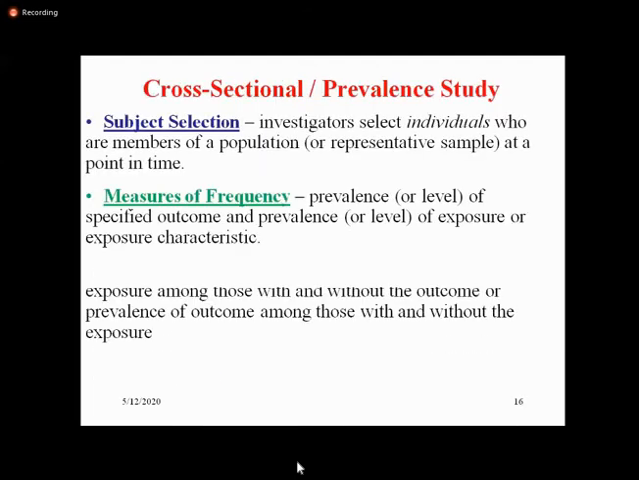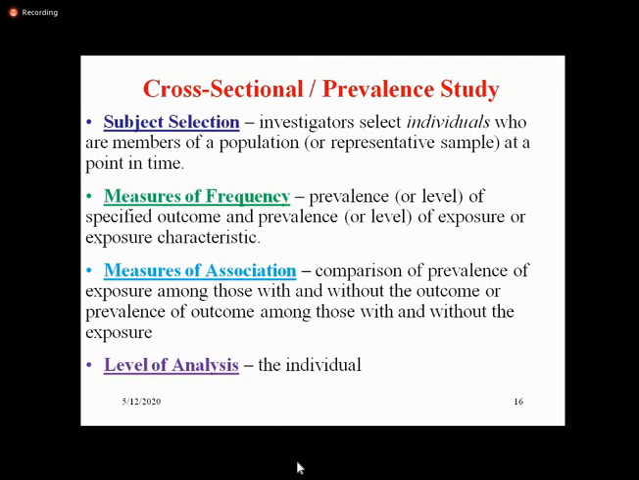So let's go through the subject selection. The investigators select individuals who are members of the population, then measure the frequency, the prevalence of the specified outcome, and the prevalence of the exposure or exposure characteristics. Then comes the measure of association, or comparison of the prevalence of the exposure among those with and without the outcome. The level of analysis is, again, the individuals.